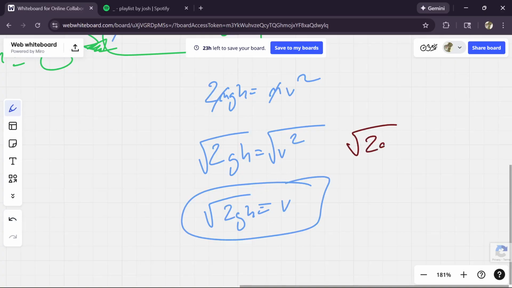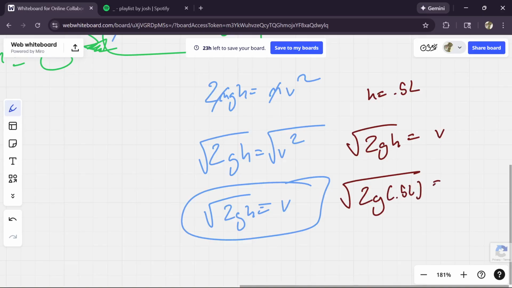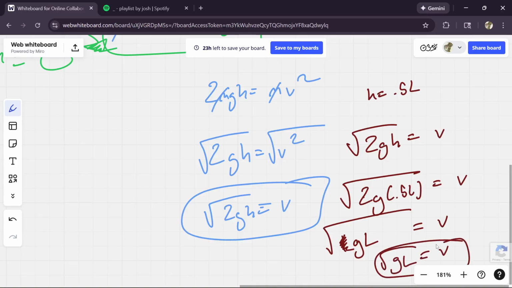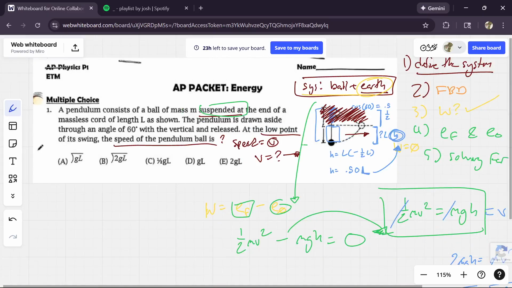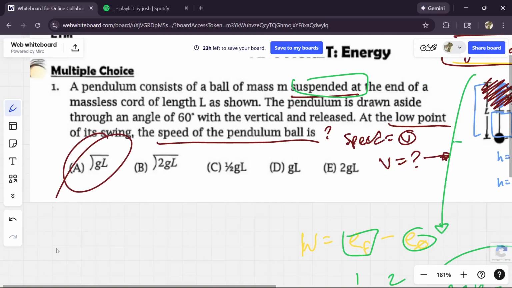We have square root of 2gh is equal to v. You plug in h, we know h is equal to 0.5L. The square root of 2g times 0.5L is equal to v. And then obviously 2 times 0.5 is equal to 1, so you get square root of 1 gL is equal to v, and you don't keep the coefficient if it's 1, so you get square root of gL is equal to the velocity of our ball. So our answer for this one is going to be A.